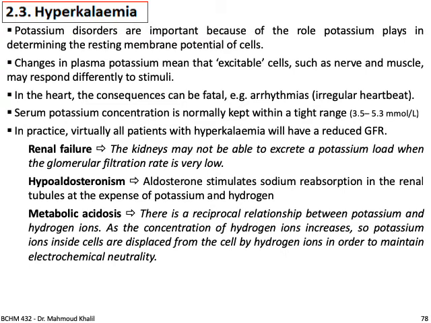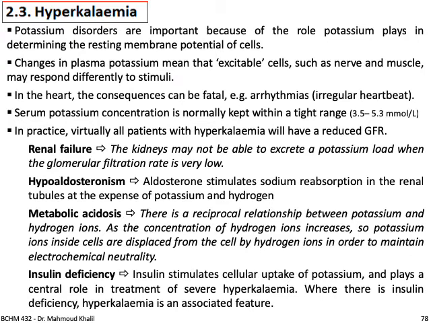Patients may also have metabolic acidosis, and this is due to the reciprocal relationship between potassium and hydrogen ion. As the concentration of hydrogen ion increases, potassium ions inside the cell are displaced from the cell by hydrogen ions in order to maintain electrochemical neutrality. Another cause is insulin deficiency, because insulin stimulates cellular uptake of potassium and plays a central role in the treatment of severe hyperkalemia. Where there is insulin deficiency, hyperkalemia is an associated feature.